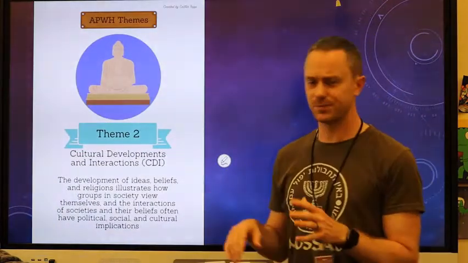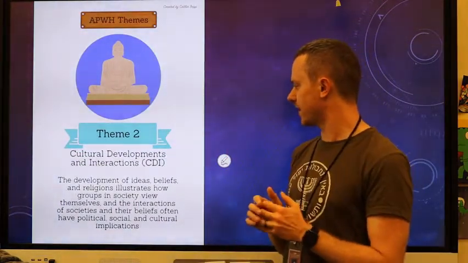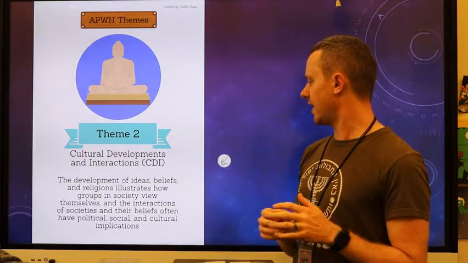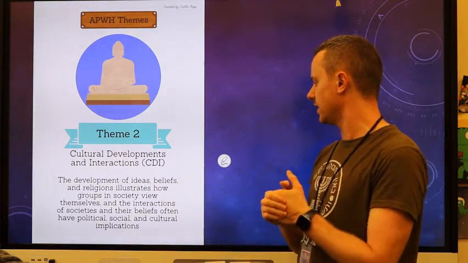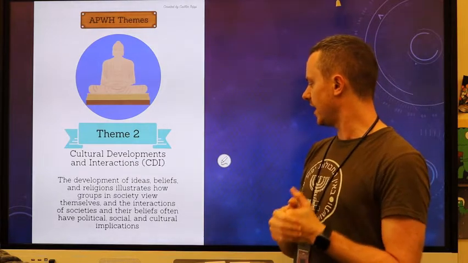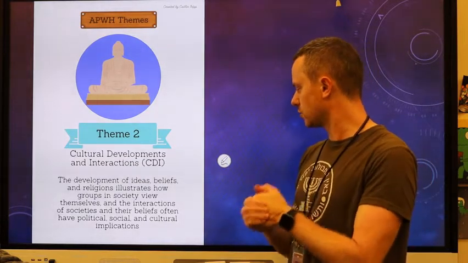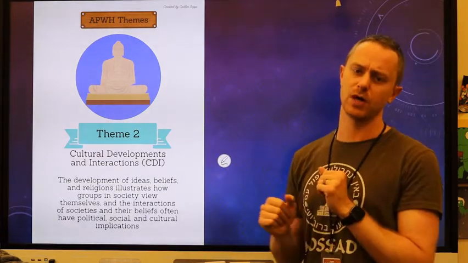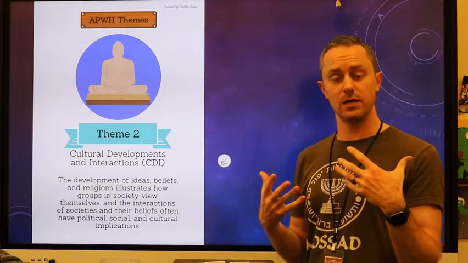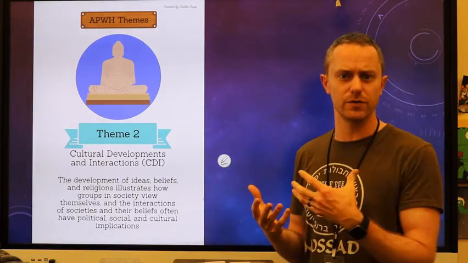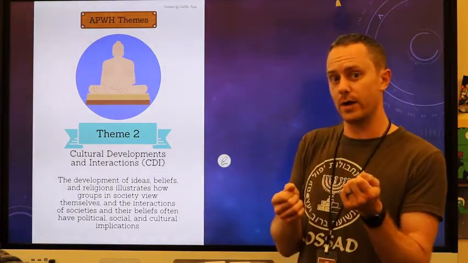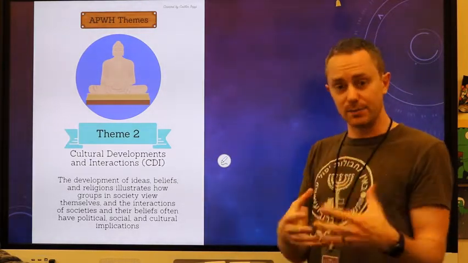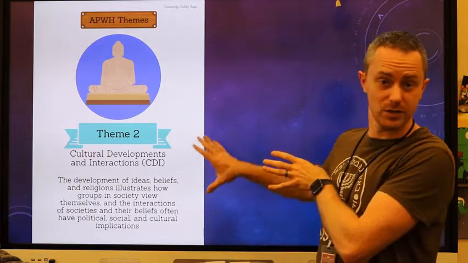Theme number 2: cultural developments and interactions. The development of ideas, beliefs, and religions illustrates how groups in society view themselves, and the interactions of societies and their beliefs often have political, social, and cultural implications. There goes our overlap that we're talking about. Because of what we believe, our philosophies or worldviews, we live a certain way. We organize our governments in a certain way. We organize our families in a certain way. These are the implications of cultural developments.